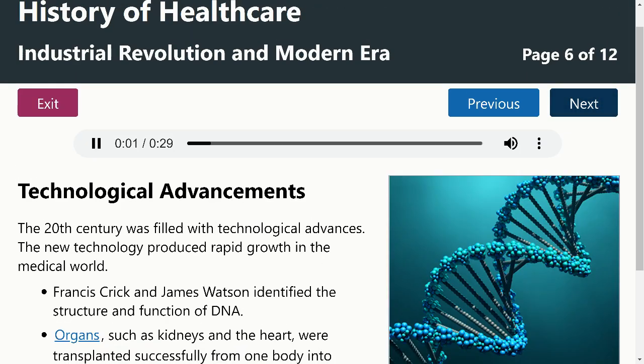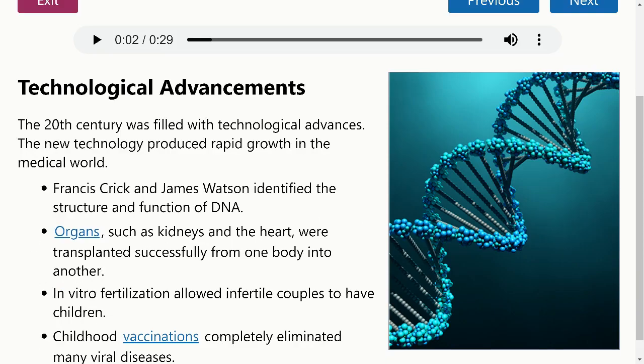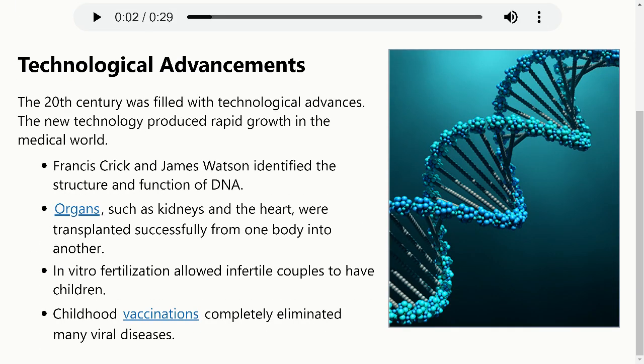Technological advancements. All right, so the 20th century was filled with technological advances. The new technology produced rapid growth in the medical world. You have Francis Crick and James Watson. They identified the structure and function of DNA. And y'all have probably heard about this in biology or something.